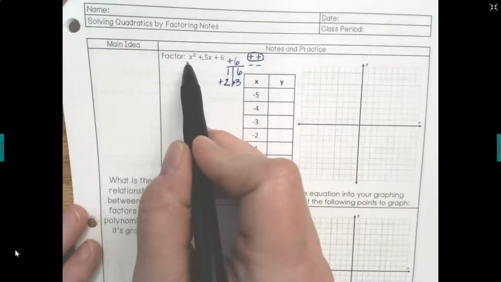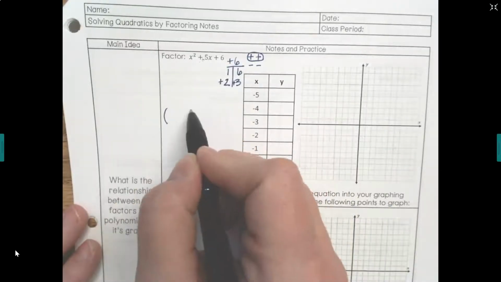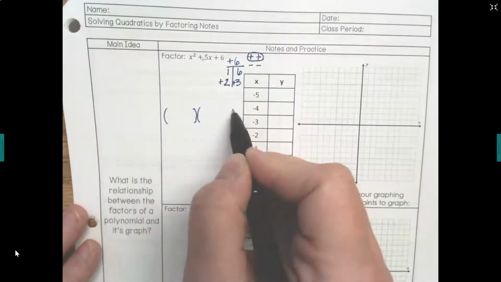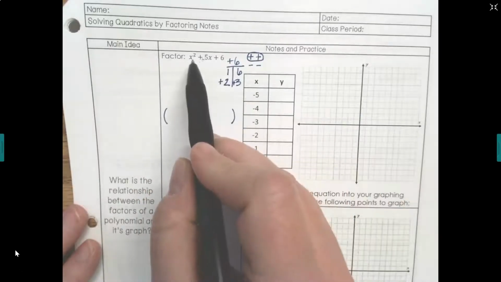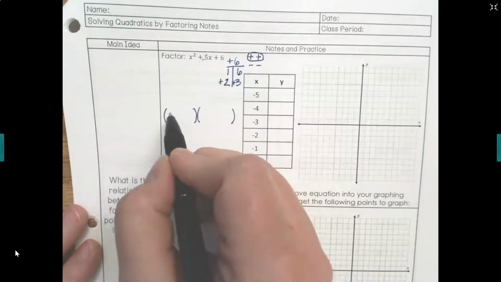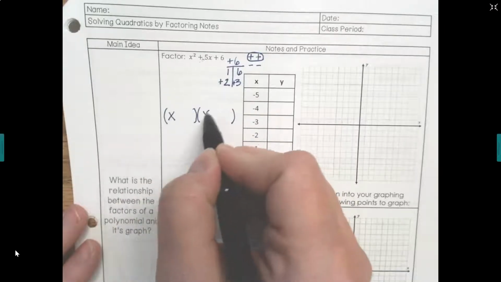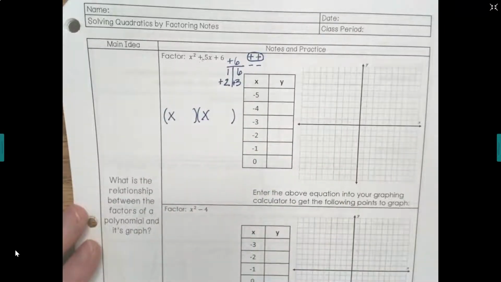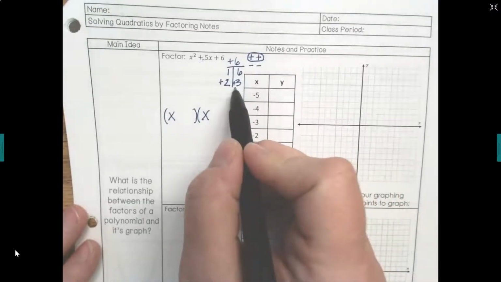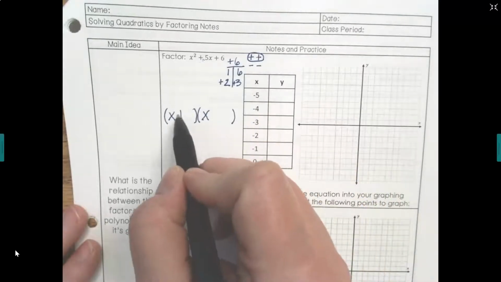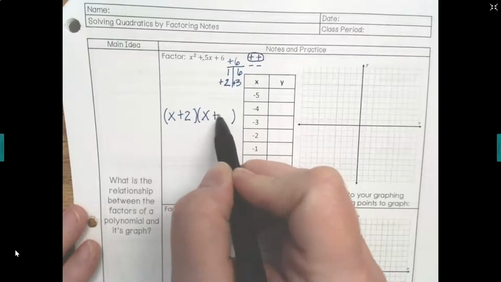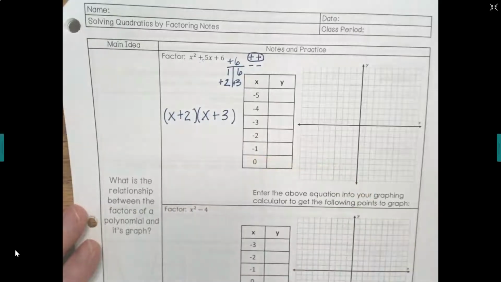Now, our a value here is 1. What's nice about an a value of 1 is we can jump straight to the parentheses, because there is only one way to split x squared between two parentheses evenly, and that's x and x. So the pair that works is x plus 2 and x plus 3.